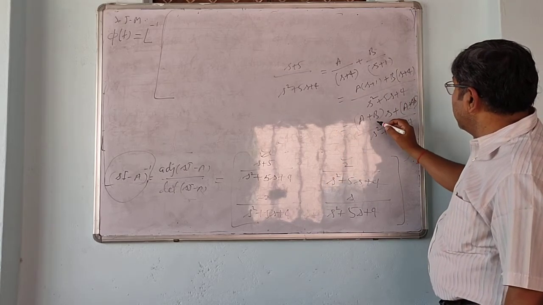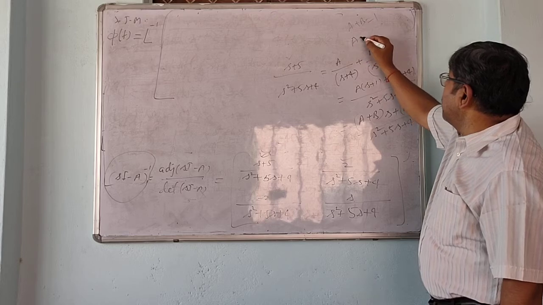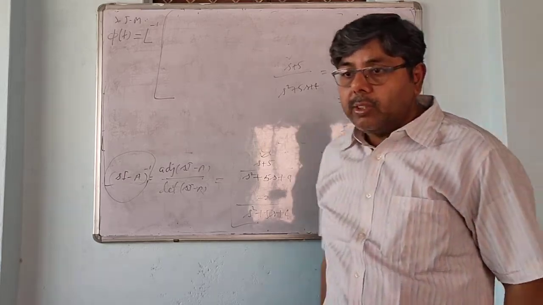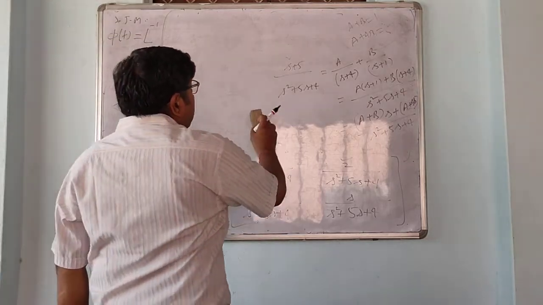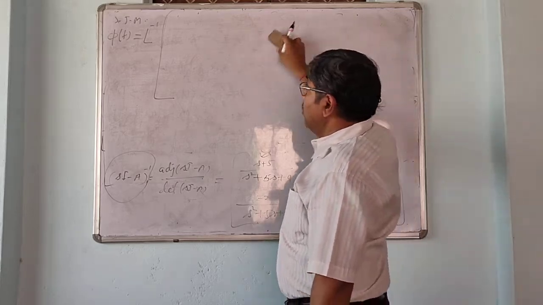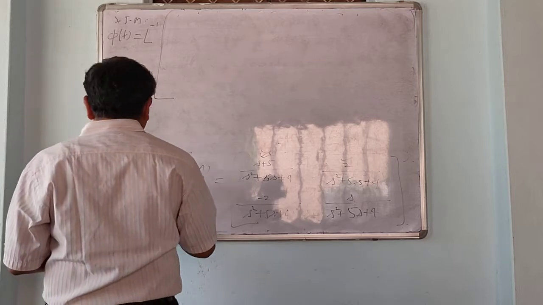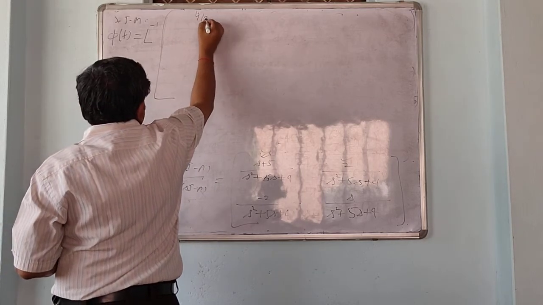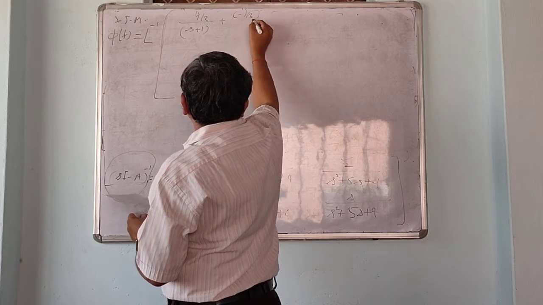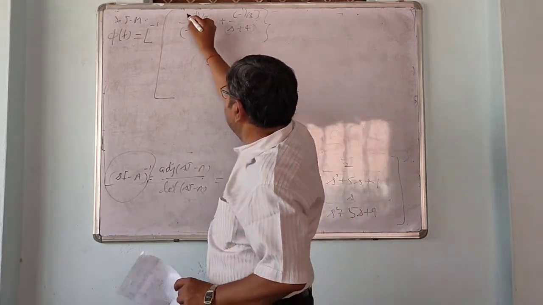And after comparison, you will get a plus b equals 1 from the first term and a plus 4b equals 5. After solving you will get the constants. So this is the method to find the constants of partial fraction. By using this method we can calculate all constants, and we can check here. So we have 4 by 3 upon s plus 1 plus minus 1 by 3 upon s plus 4. This is the first term.